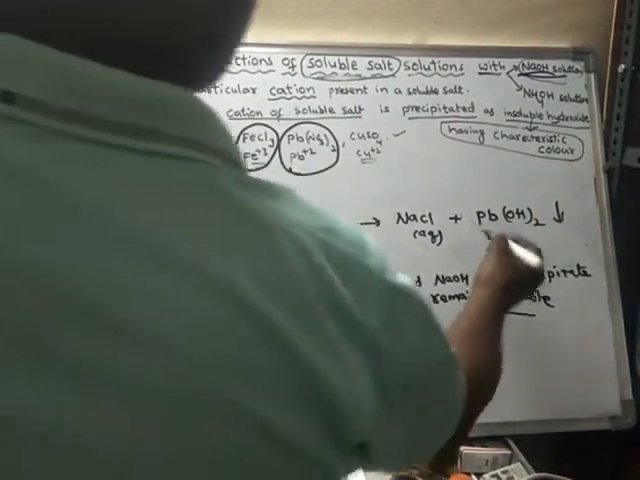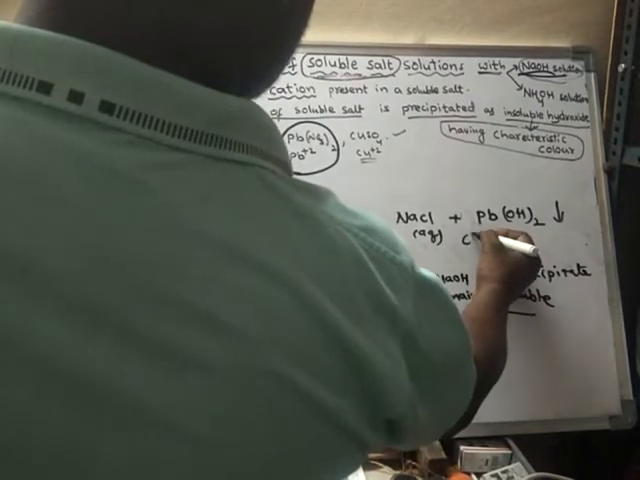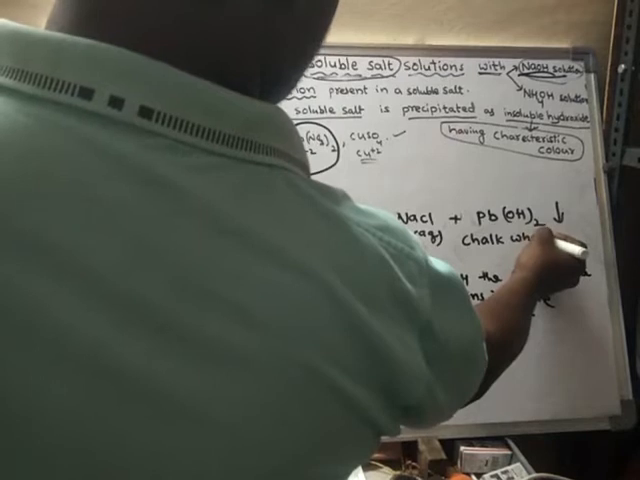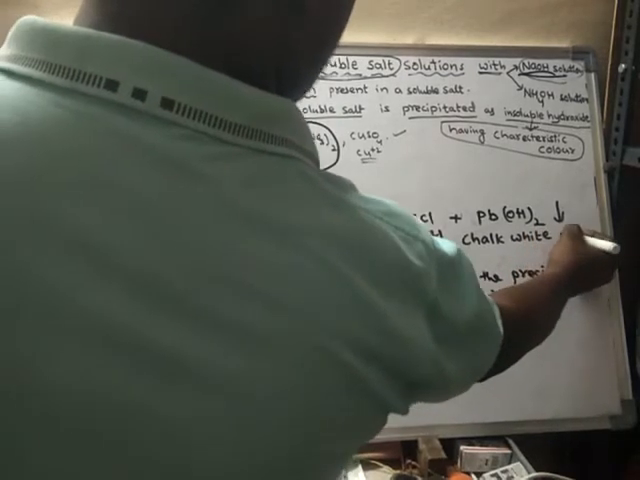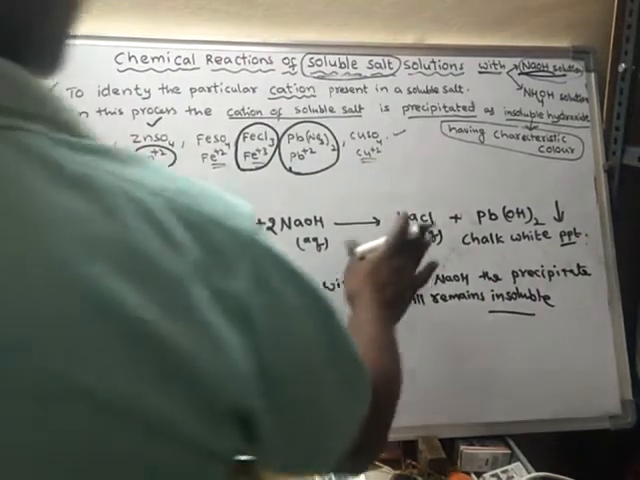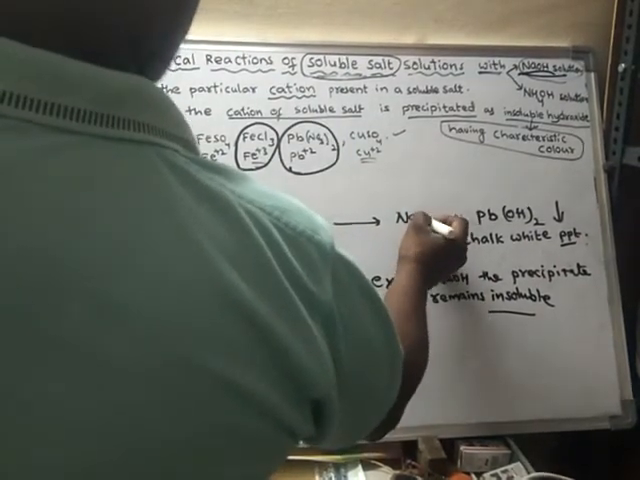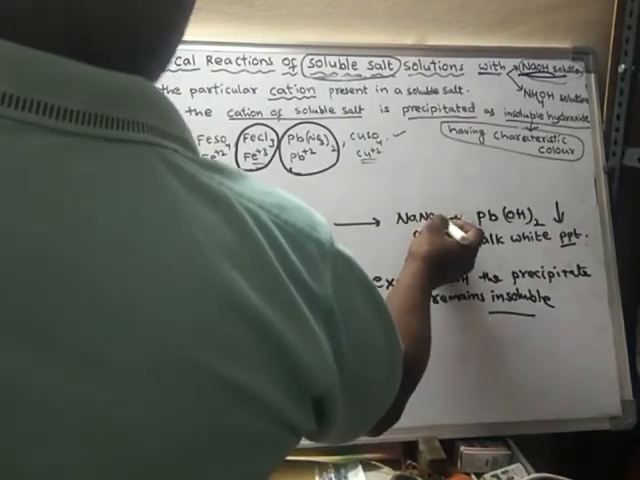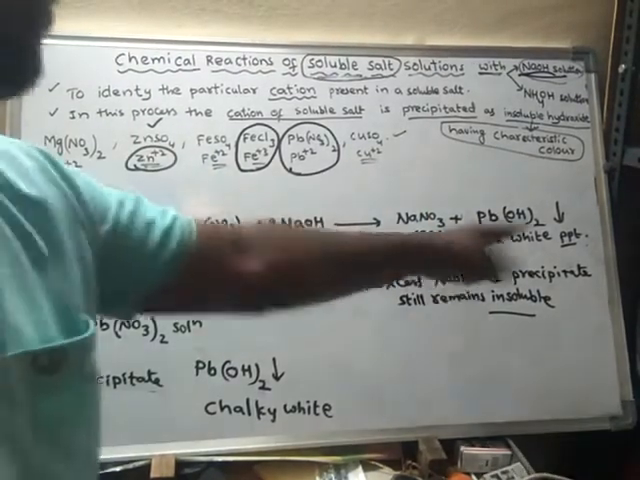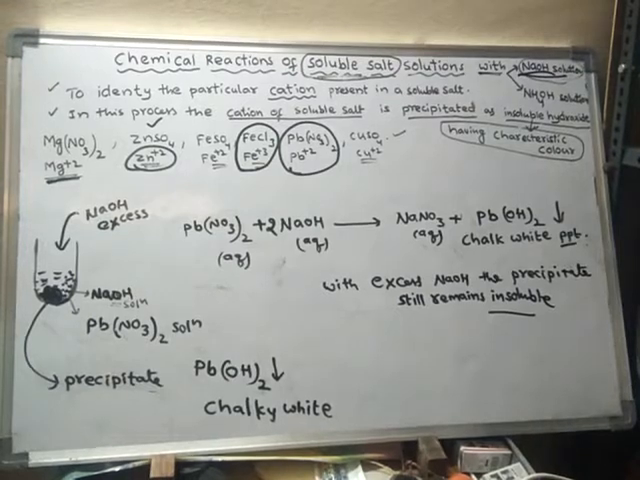So what color will the precipitate be? Chalky white PPT. PPT means precipitate. And what is the other substance formed? Sodium nitrate, NaNO3. So it is a soluble salt. Now this chalky white precipitate is formed.